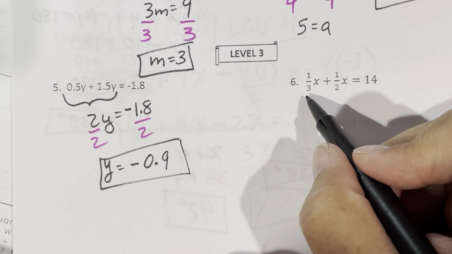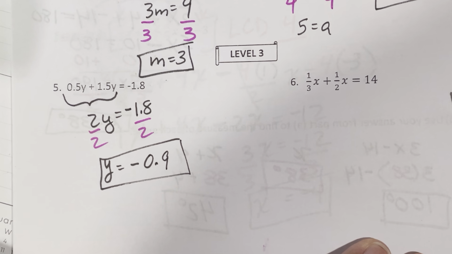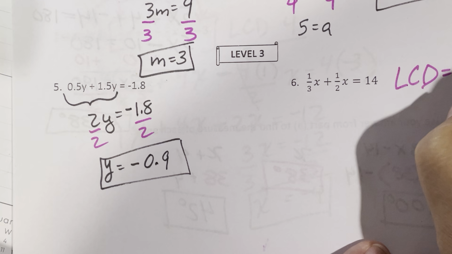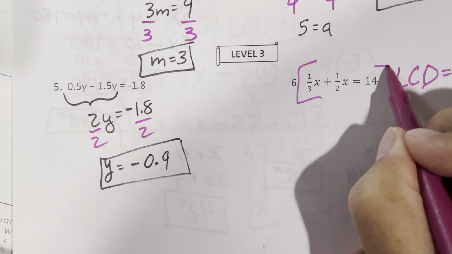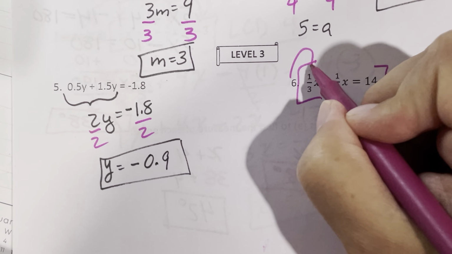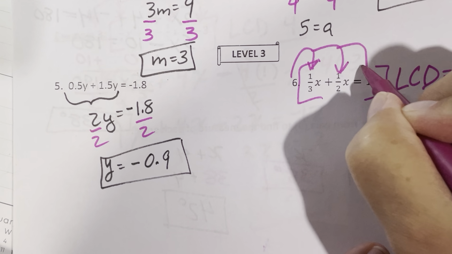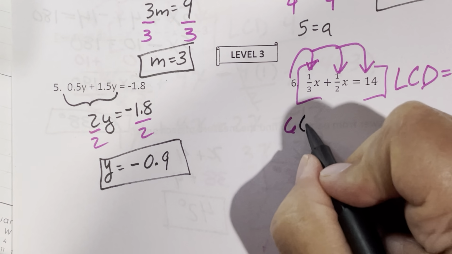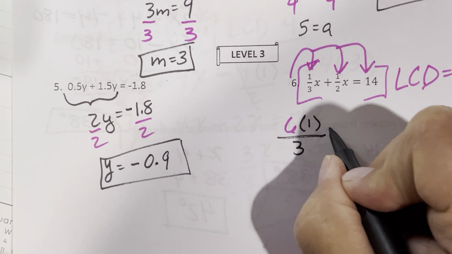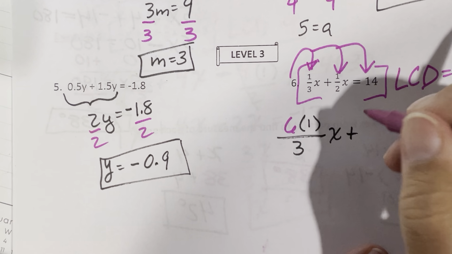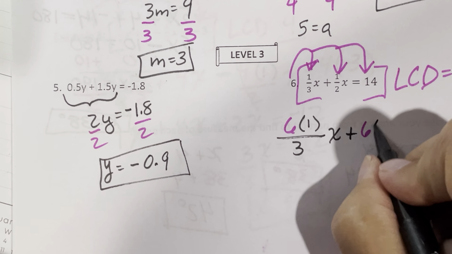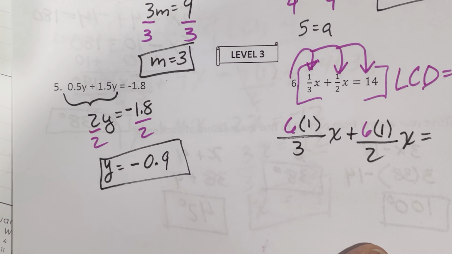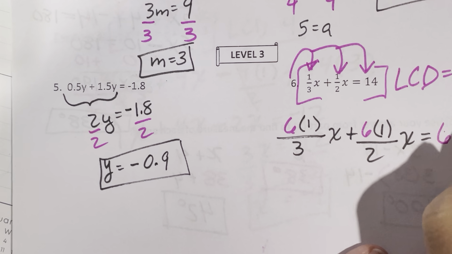What is the common denominator between 3 and 2? So my least common denominator is going to be 6. Always start with that. So everybody here, times 6. So 6 times 1 over 3x plus 6 times 1 over 2x equals 6 times 14.